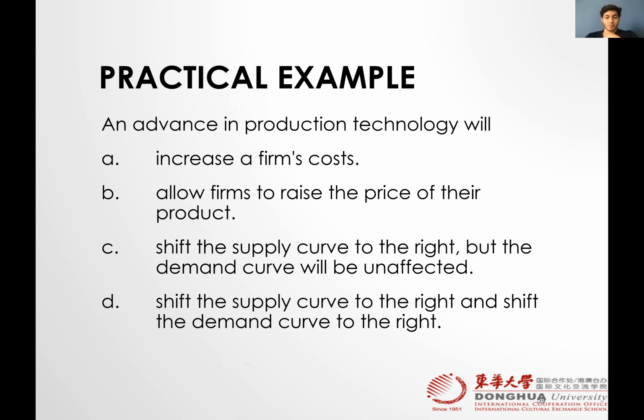An advance in production technology will, we're talking about production technology, it means I'm talking about supply. So advancement in technology will always shift the supply curve to the right. Well done. So it means we are at C or D. Which one is the answer? Supply curve to the right.